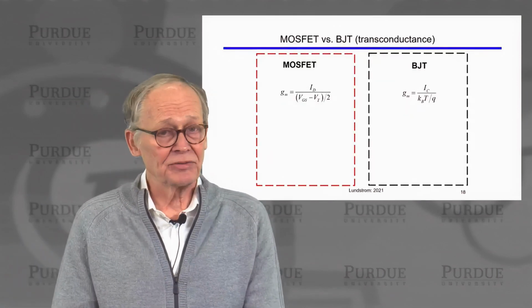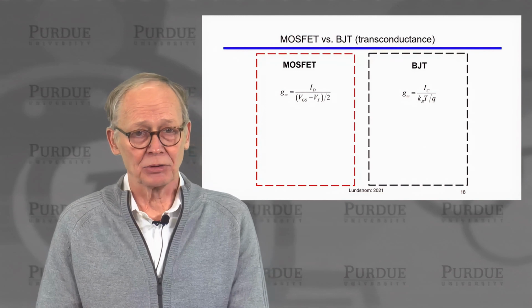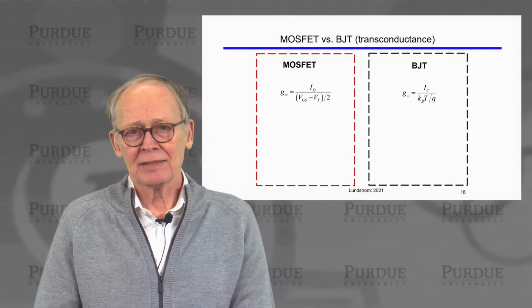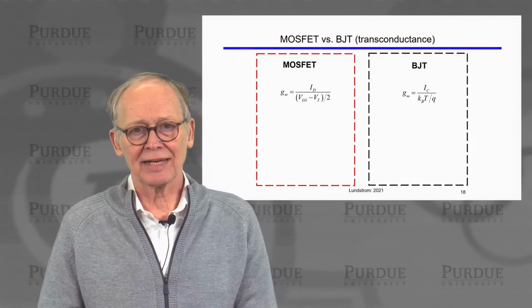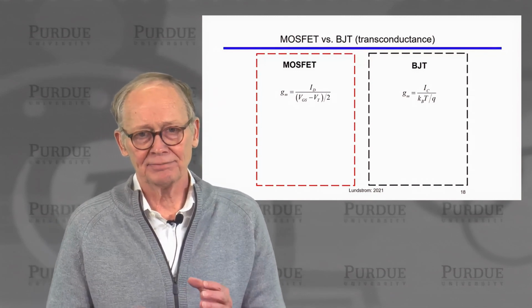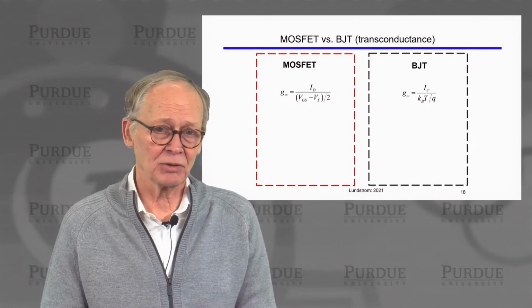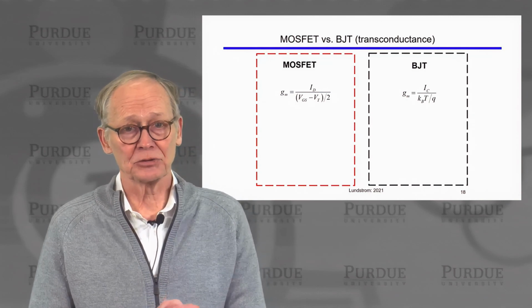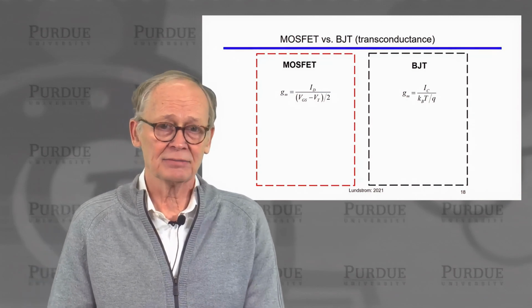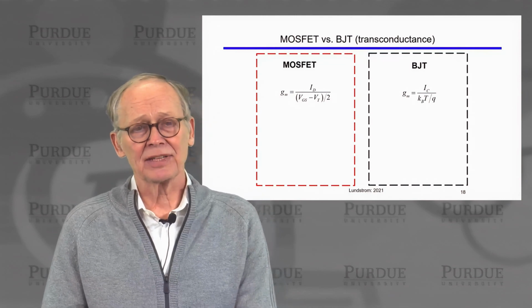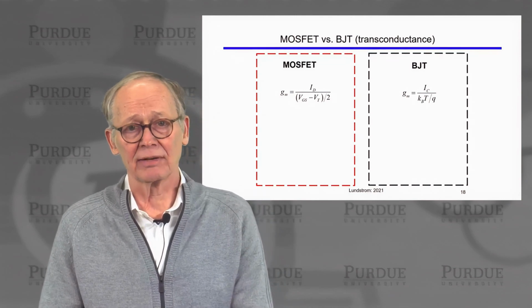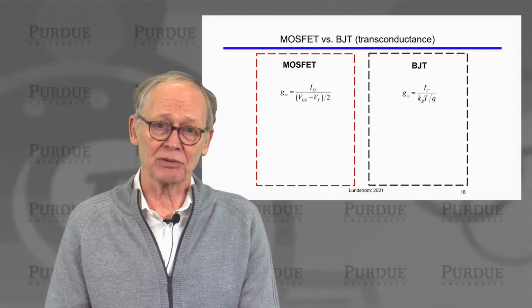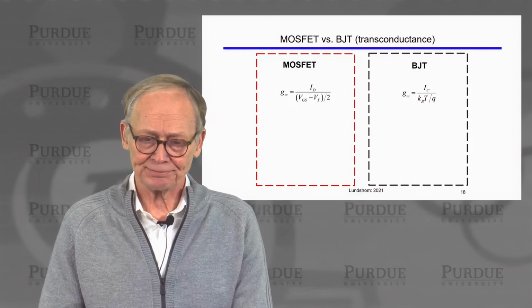Now, what is the fundamental difference between a MOSFET and a bipolar? Most circuits are made with MOSFET technology these days because it is the lowest cost, highest volume manufacturing technology available. But we do use bipolar transistors because for certain specific applications, they have some advantages. Those applications tend to be high-frequency analog RF applications. And there we've seen that the key figure of merit is the transconductance of the transistor.